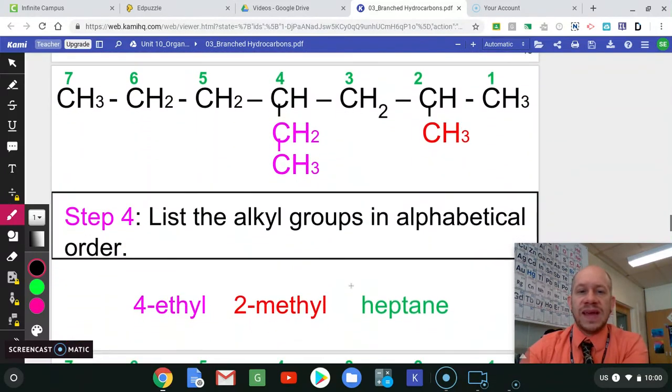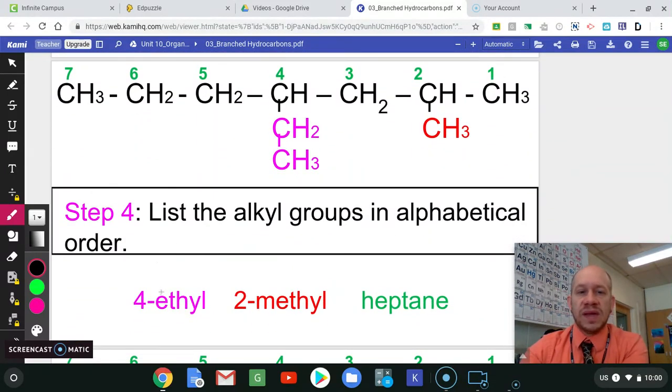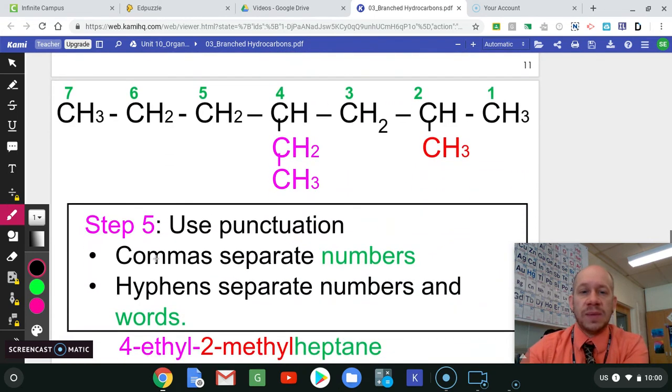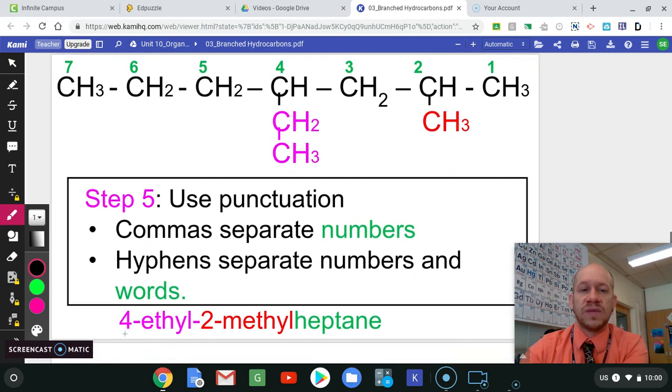Step 4, list the alkyl groups in alphabetical order. So E comes before M, so I'm going to put the ethyl group in front of the methyl. Step 5, the full name will then be separated by commas for the numbers, and hyphens separate the numbers from the words. So 4-ethyl-2-methylheptane.